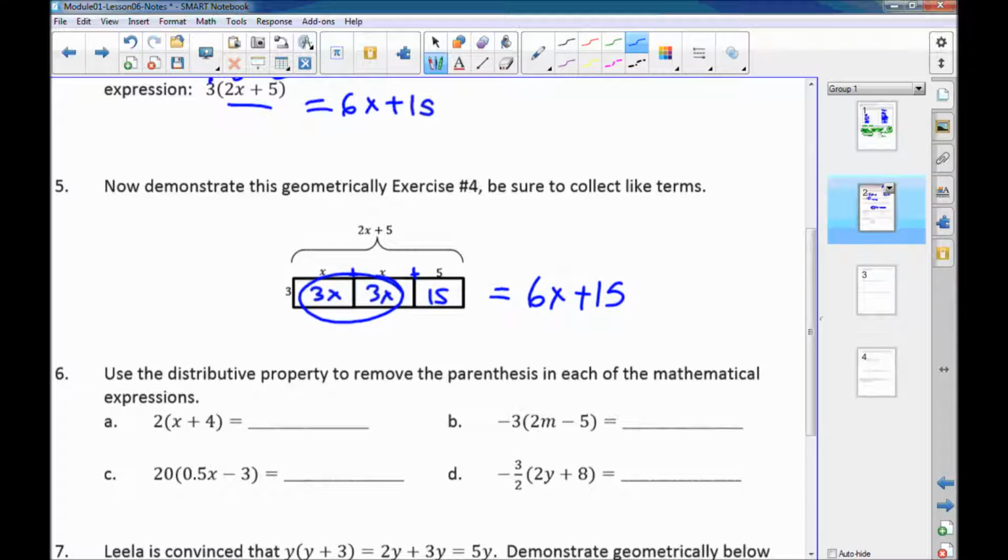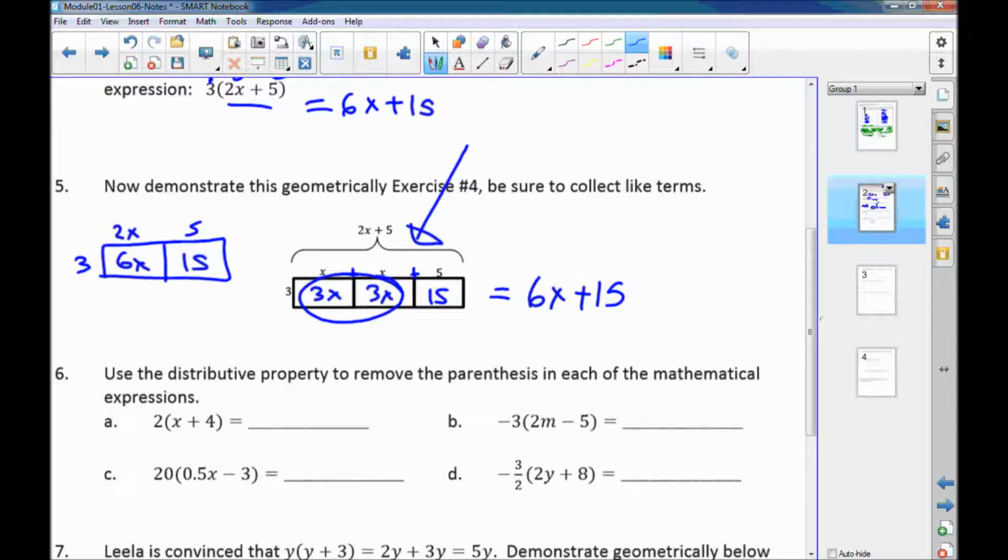Okay. Now, real quick, we didn't have to write the x's separately. We could have done this. We could have said this box is 2x long, and this box is 5. And then we say 3 times 2x is 6x, and 3 times 5 is 15. I showed this one for you guys who read the module. This is the way they first show it to you.